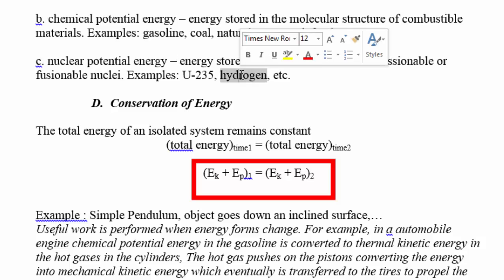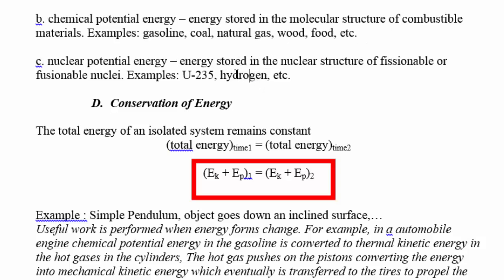The same thing for fusionable materials such as hydrogen. Fusion is opposite to fission. In the case of fusion, two smaller nuclei will merge, will fuse, forming a bigger nucleus, and in the process energy is liberated due to some of the mass converting into energy. And this is what happens inside the sun.